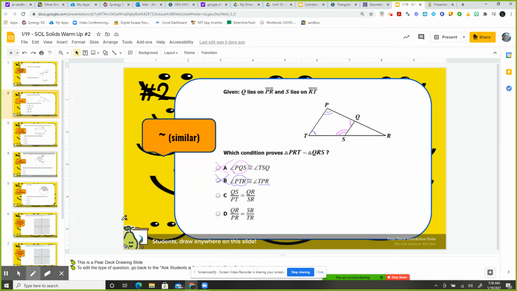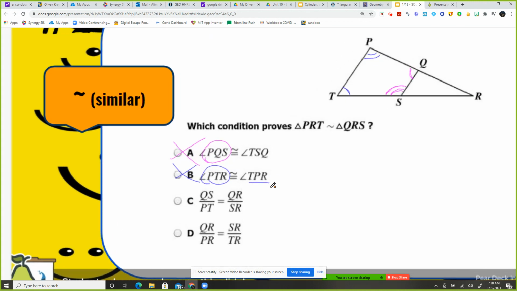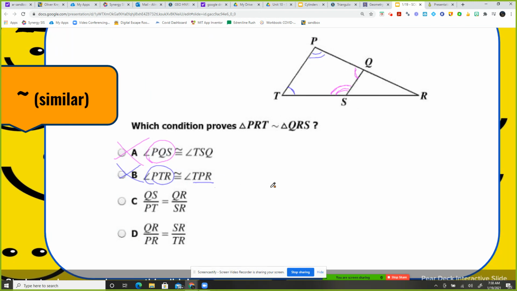So then we've got to come over here and mark these sides. So QS is this side, and PT, that looks okay. They could go together because they're the same. They're the left side of the big triangle and the left side of the right triangle. Then QR and SR, those are different sides. So this part of the proportion can't work.